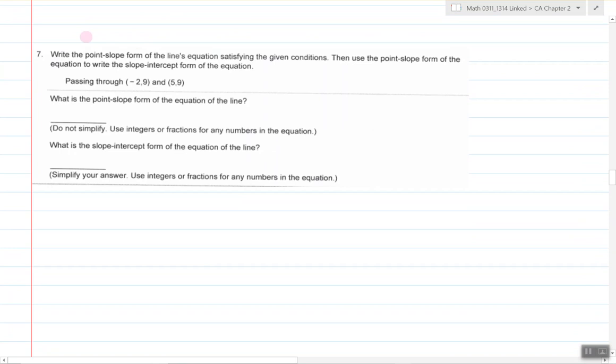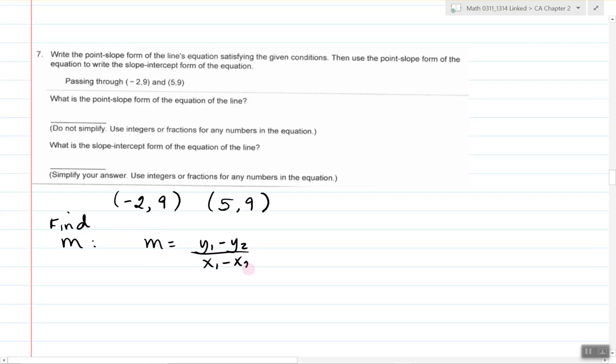All right, number 7. Very similar. I have 2 points. So I have negative 2, 9 and 5, 9. The first thing I have to do is find m. Find the slope. You always have to have the slope before you can proceed with your problem. Slope is y1 minus y2 over x1 minus x2. So it is 9 minus 9 over negative 2 minus 5. So that's 0 over negative 7, which is 0.